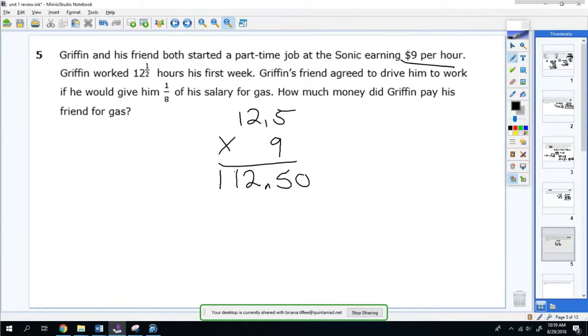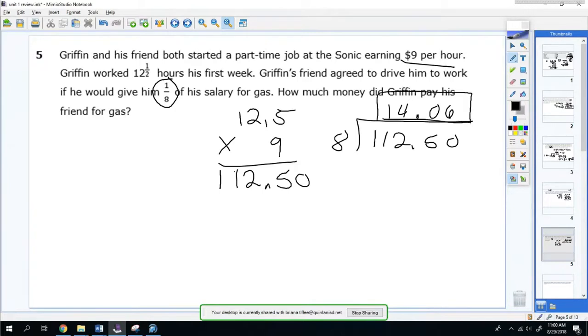So he's going to give him 1/8 of something. Well, how do you break something up in eighths? You divide it. So you're going to divide 8 into $112.50. When you do that, it'll come out to $14.06, and so on. It'll continue on. We'll just round it there. So he'll owe his friend about $14.